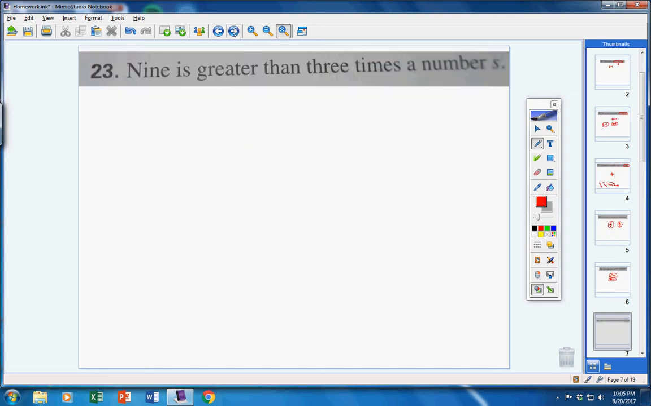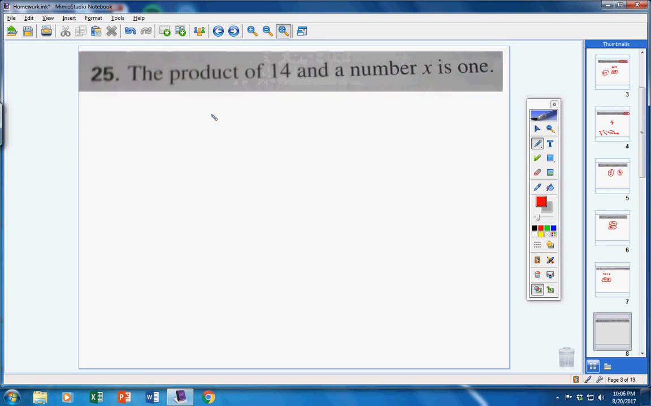Alright, number 23. 9 is greater than 3 times the number s. So we just read it from left to right. 9 is greater than 3 times s. Alright, number 25.